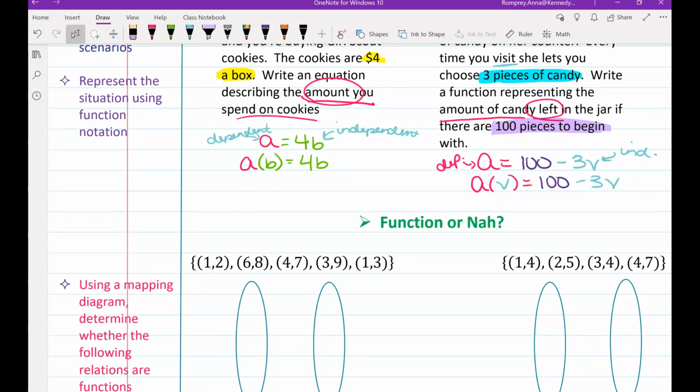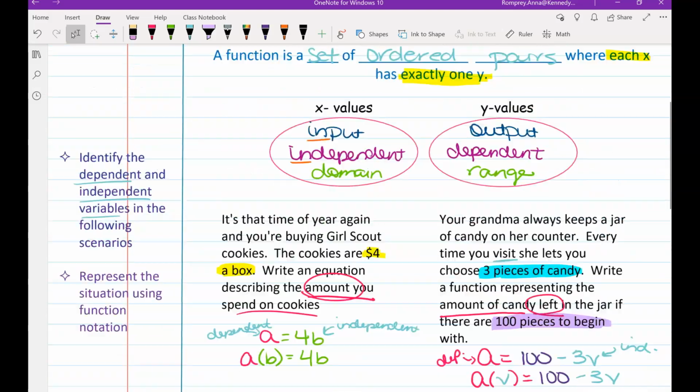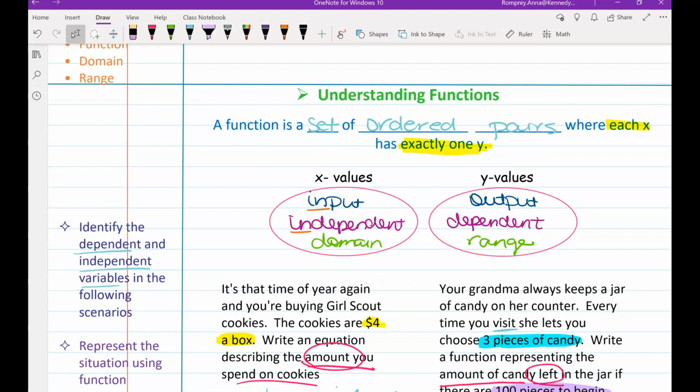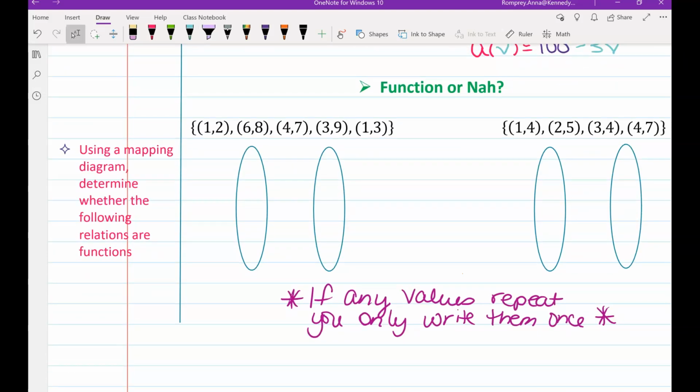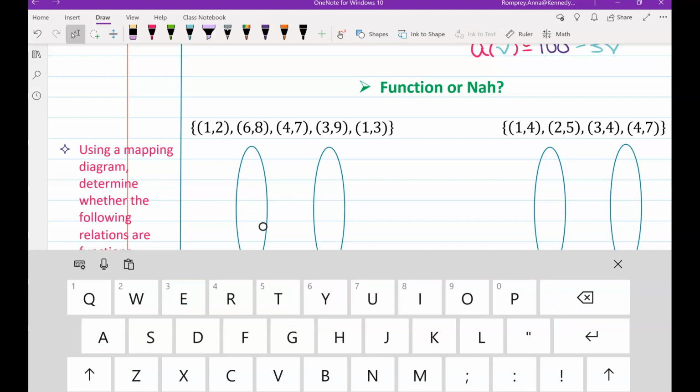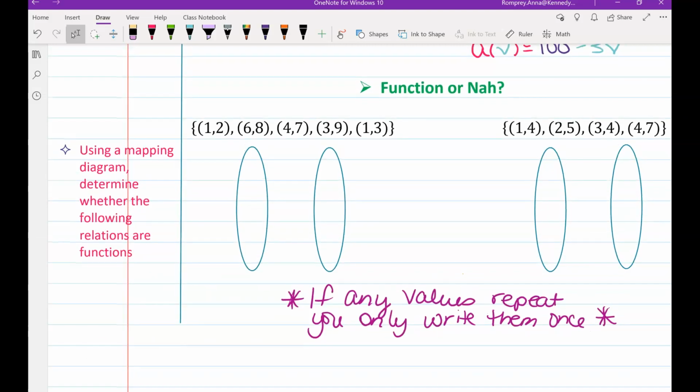So again, go back up: function or not. Is this relation a function or not? Go back up. What is a function? A set of ordered pairs. No problem. Key part: each x has exactly 1 y. So we're going to use a mapping diagram to determine whether these relations are functions. In our mapping diagram, our inputs are on the left, so my x's go on the left, and my outputs, or my y's, go on the right.